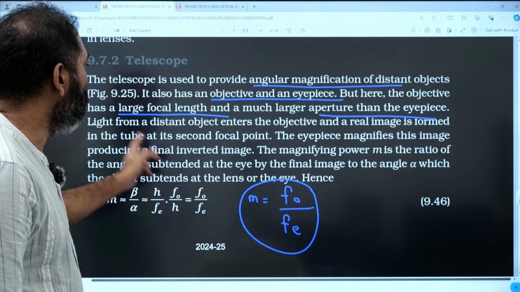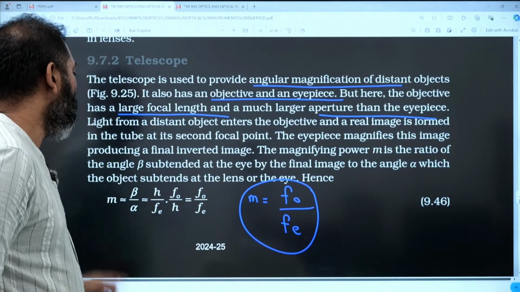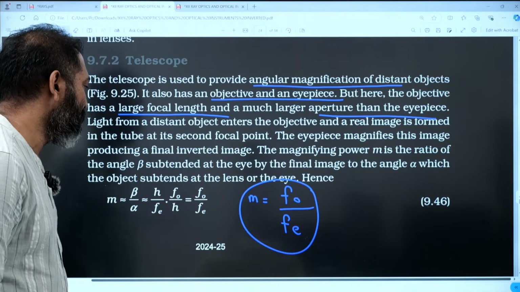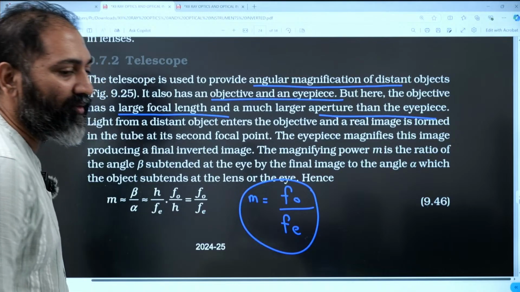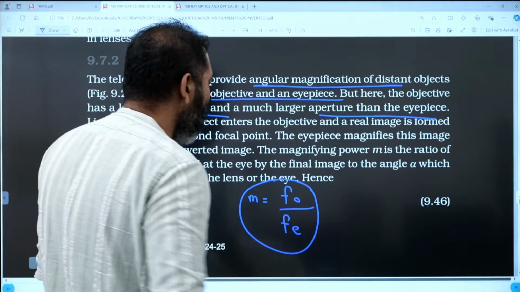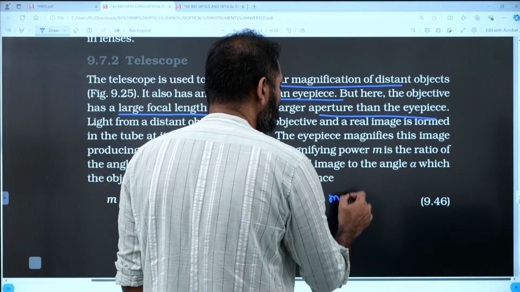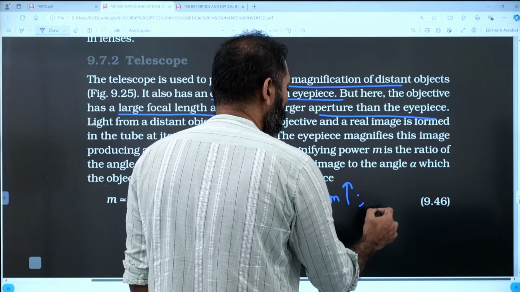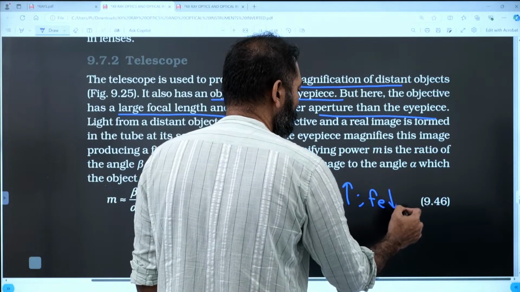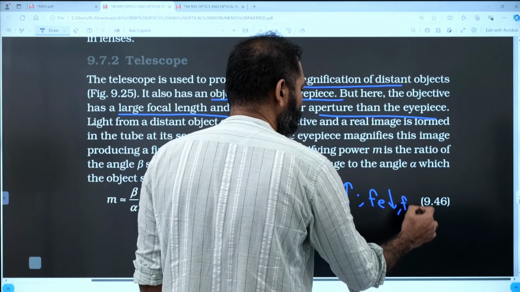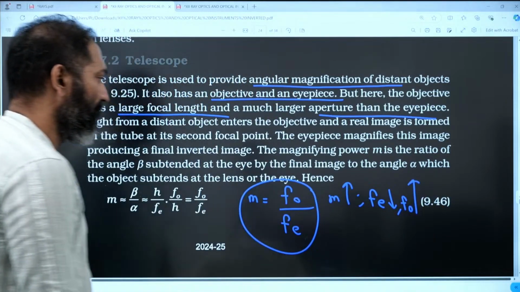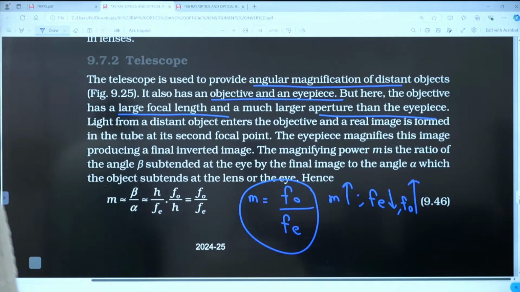Any doubt? Please note down the structure and write down the equation for magnification. Ratio of the focal length of objective to focal length of eyepiece. Now how to increase magnification? FE should decrease, FO should increase. Eyepiece should have small focal length and objective should have large focal length, which is exact opposite to compound microscope.